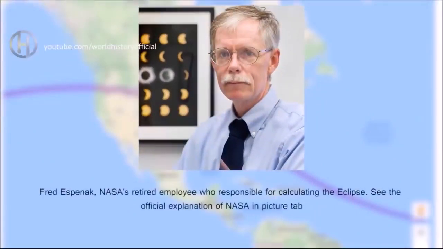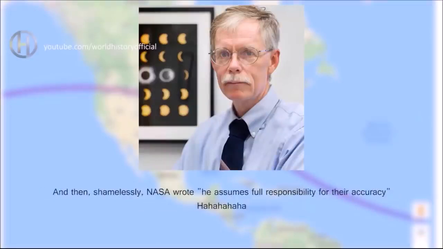Fred S. Pennock, NASA's retired employee who is responsible for calculating the eclipse. See the official explanation of NASA in the picture tab. And then, shamelessly, NASA wrote, he assumes full responsibility for their accuracy. I am laughing again.